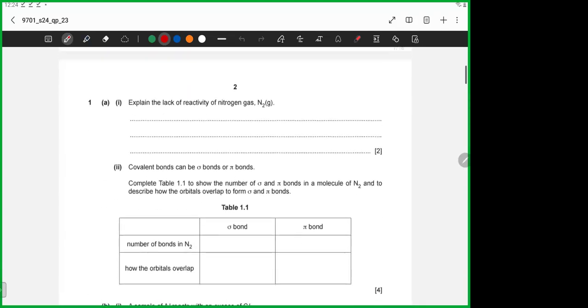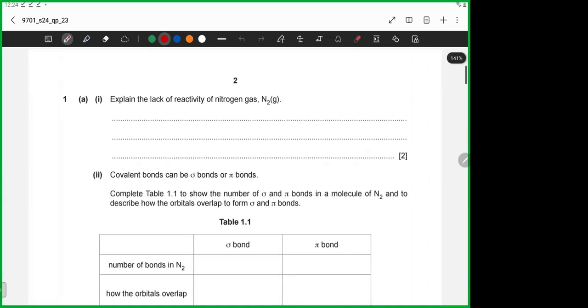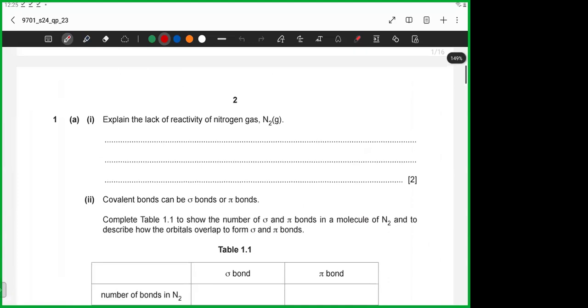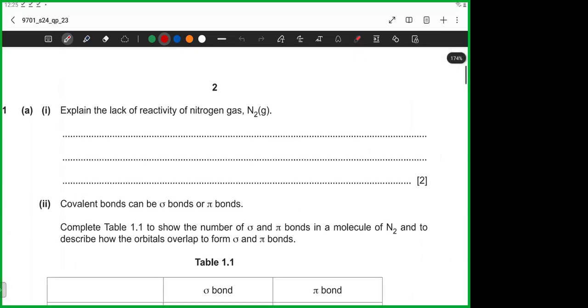So we've got this paper, like we didn't do this one, right? Yeah, we haven't done this one. As I explained, the lack of reactivity of nitrogen gas. So why is nitrogen gas so unreactive? Give me 2 points. It's a 2-mark question. Because they have triple bonds.